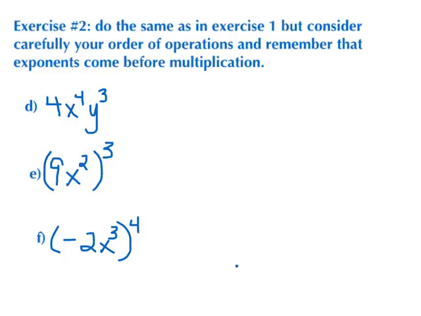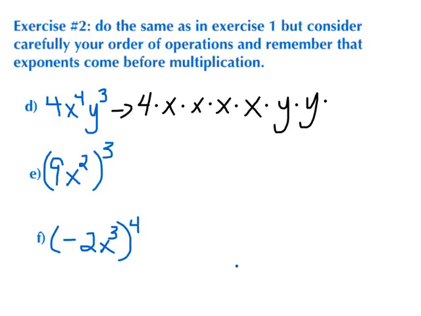I'm going to take my time and write that D out all the way first. I'm going to show you what that looks like. So it's 4 times x times x times x times x, because there's 4 x's, times y times y times y. If I were to write that out as an extended product, that's what it looks like.